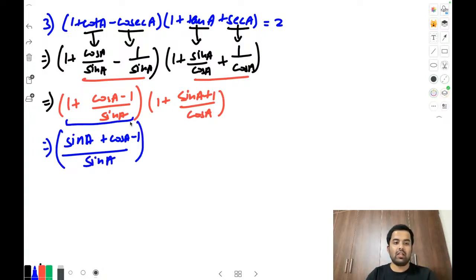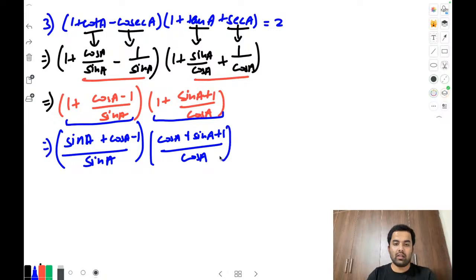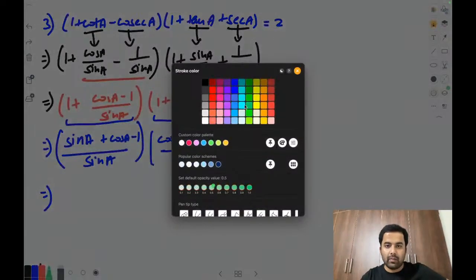We are taking the LCM for these two. Again the same way, these two. Cos A plus sin A plus 1 divided by cos A. Okay. Now next thing, what can we do here? Check this very clearly. Okay. Just multiply this. See this. The main part to focus on is this.